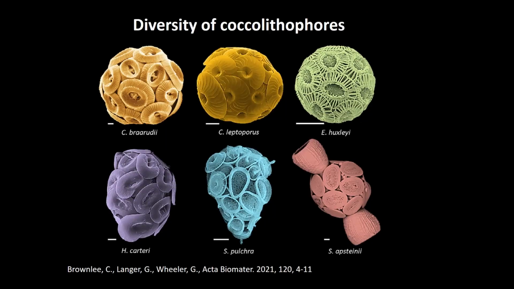Another really fascinating fact about coccolithophores is that the morphology of the scales that they make is very much species specific. So we have here 6 examples out of over 100 different species that exist. And we see that each one of them produces calcified scales with completely different morphologies.